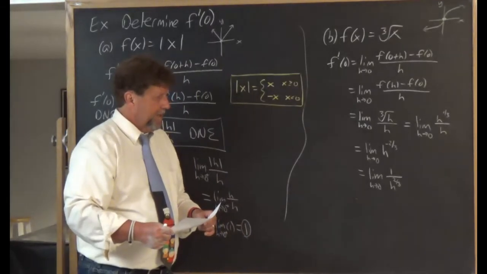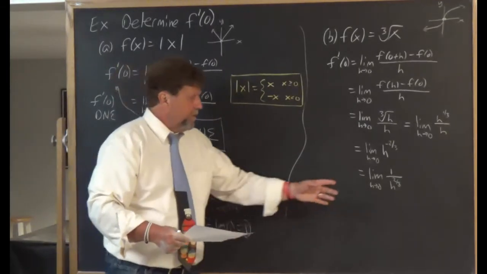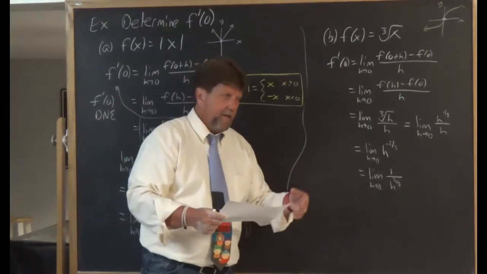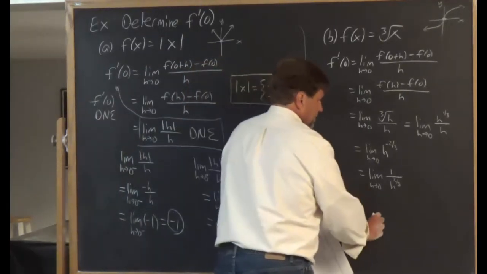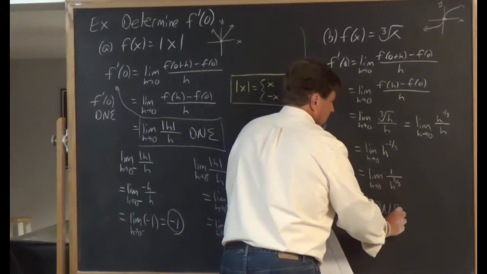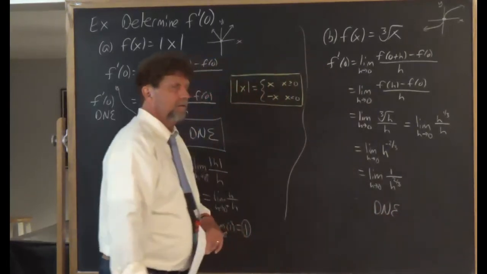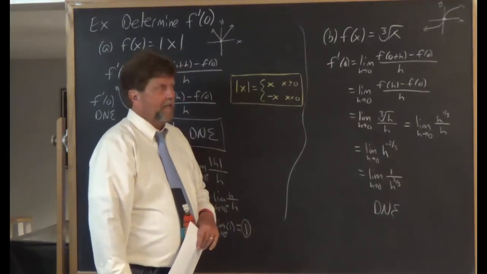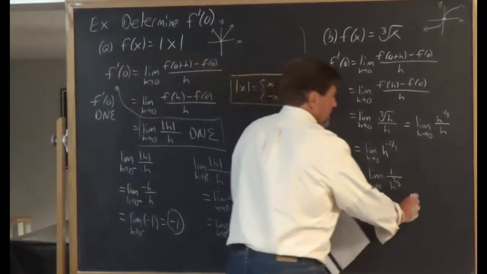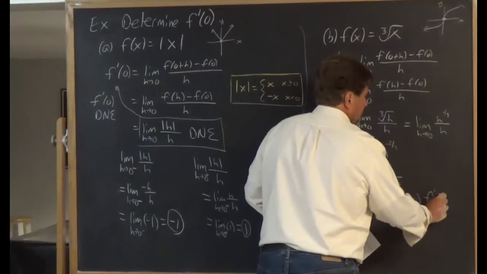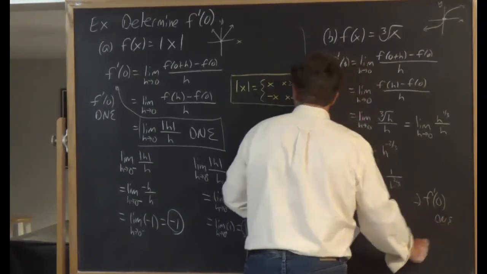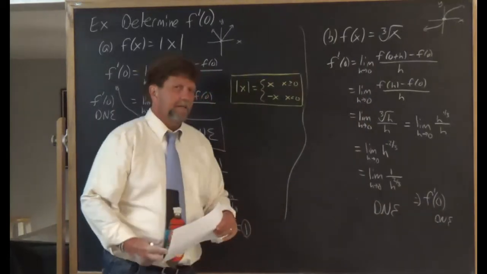So the limit as h approaches 0. I'm going to let you play around with that on your own. I'm going to tell you that this limit does not exist. And because that limit does not exist, that means f prime of 0 doesn't exist. It's not defined.